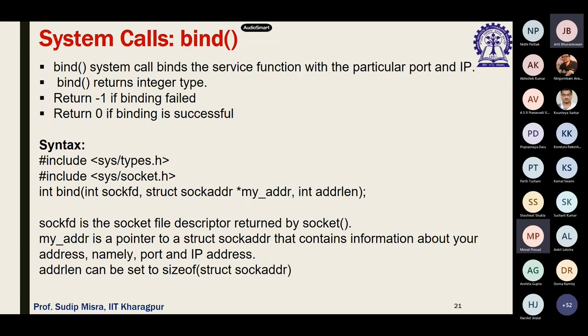Then there are two other fields. The second one is a pointer to a structure, and that structure is the socket address. The socket address contains the information about the address in the form of the port and IP address. So my address is the pointer to the structure, the socket address structure. Sockfd is the file descriptor returned by the socket function, my address is the pointer to the structure sockaddr, and the third one is the address length.